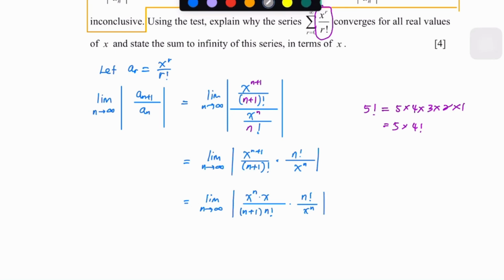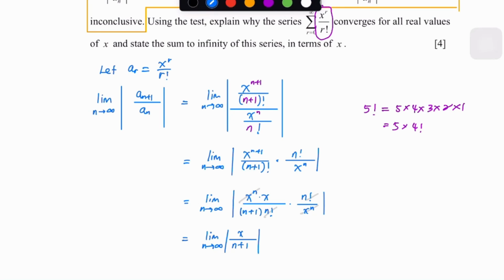Now let's cancel. I can cancel my n factorial. So all the way, I will get something like the limit as n goes to infinity of the modulus of x over (n+1). So the first part is the application part. It gives you the thing you need to be brave to apply.